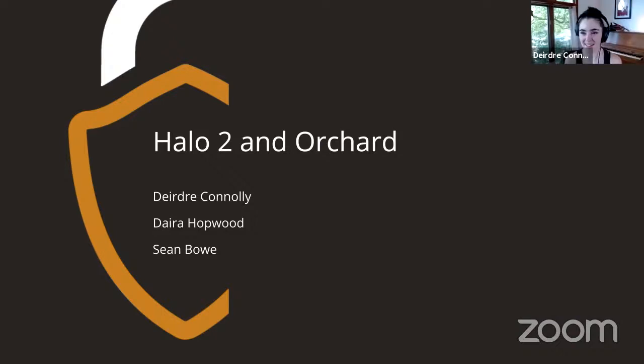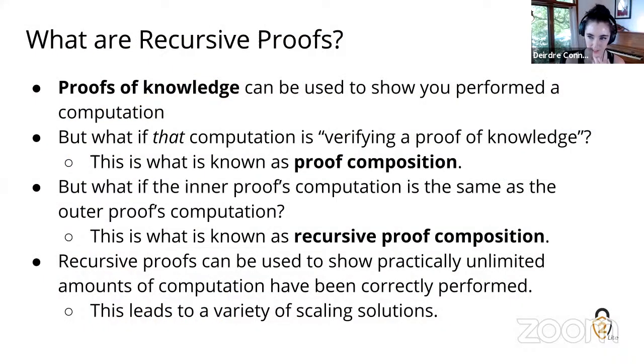And we're here today to talk about Halo2 and Orchard, the newest shielded pool for Zcash that came about because Halo and Halo2 incited it into being. So to talk about Halo and Halo2, Sean's going to tell us about recursive proofs.